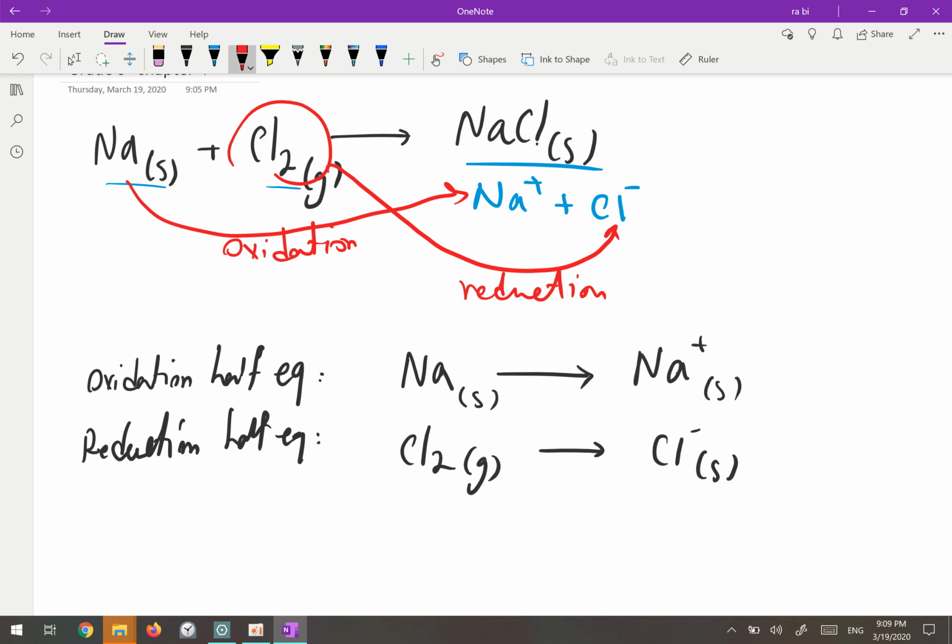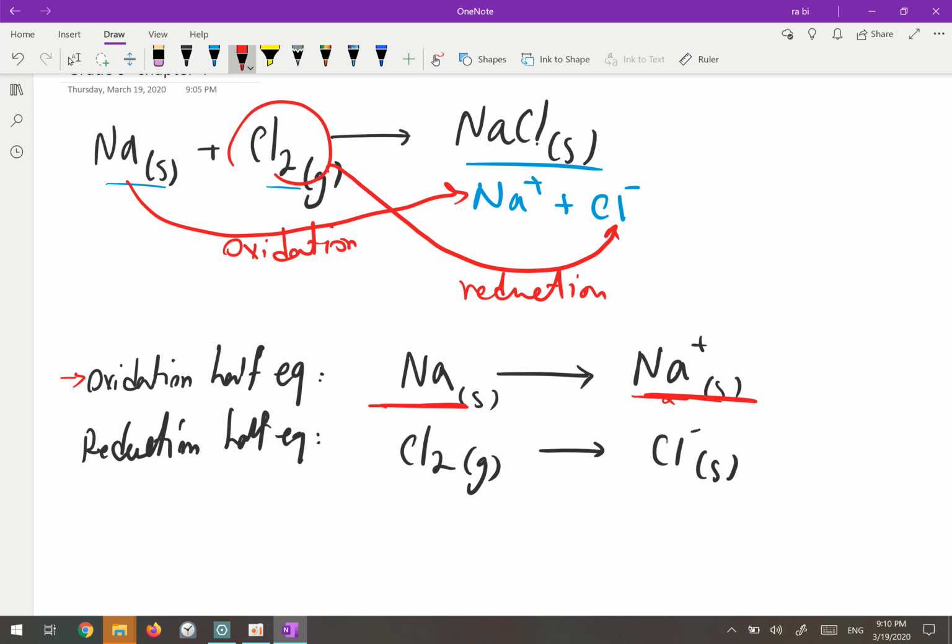Look at the left side in this oxidation half equation. How many sodium do you have? You have one. At the right side, how many sodium do you have? You have one sodium. Here it is in the form of the ion, but no matter. You have sodium at the left, you have sodium at the right. What about the charge? You don't have any charge at the left side. At the right side, you have a positive charge. So the charge at two sides of the equation also must be the same.